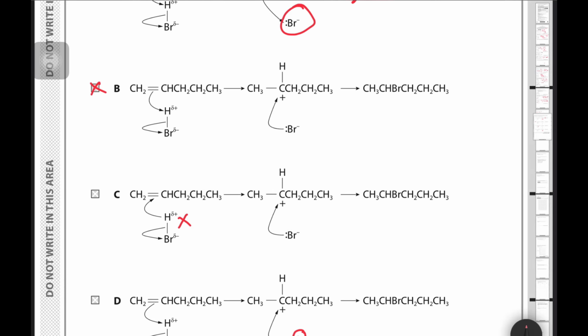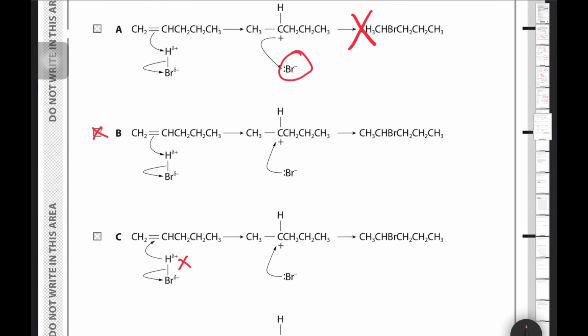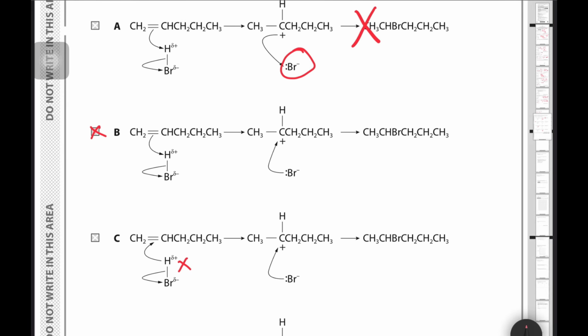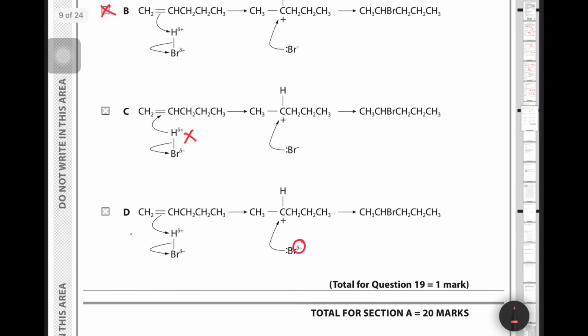Okay. So mechanisms, you all need to memorize them. You all need to practice as much as you can. So this brings the end of part 1, and we will meet again in the second part of the video where I will solve section B. So till then, enjoy.